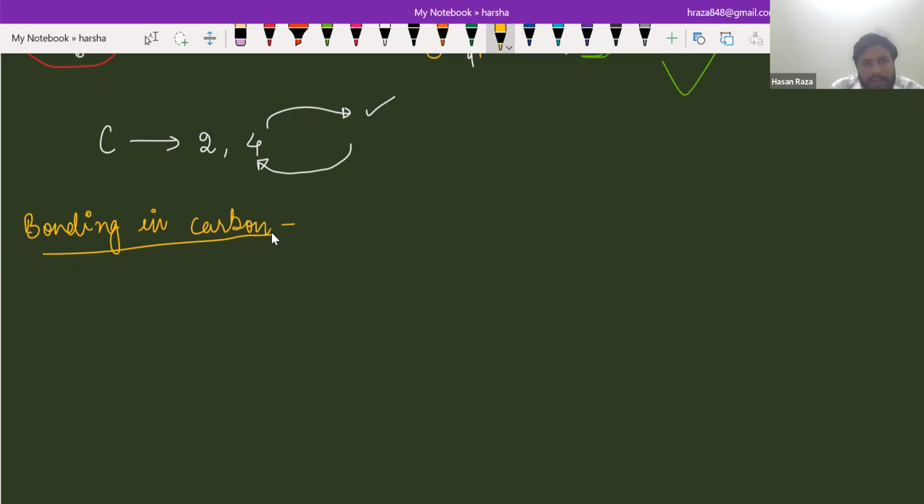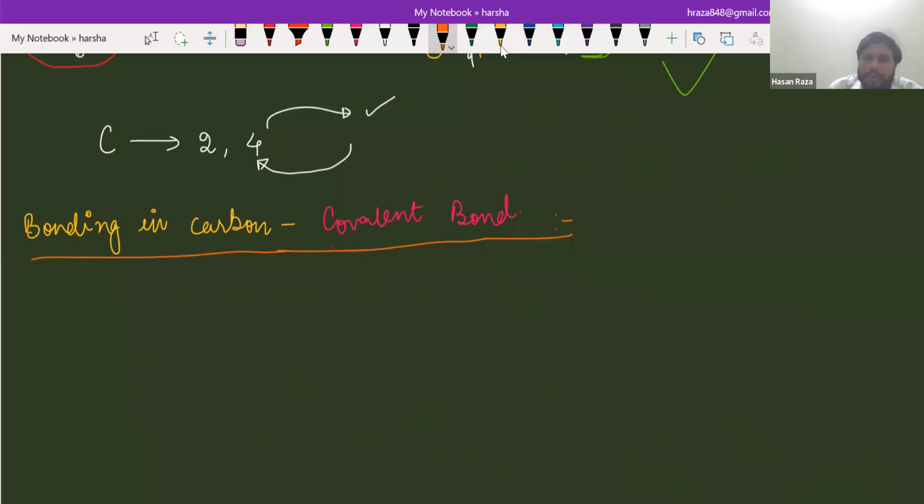So bonding in carbon is basically covalent bond. We have studied about ionic compound or ionic bond in metals and non-metals. Now in this chapter we will deal with covalent bond, and the compound in which covalent bond is present is known as covalent compound. Now see, I'm going to write 2 points, which are very easy. In order to stabilize itself, either it will gain or it will lose.